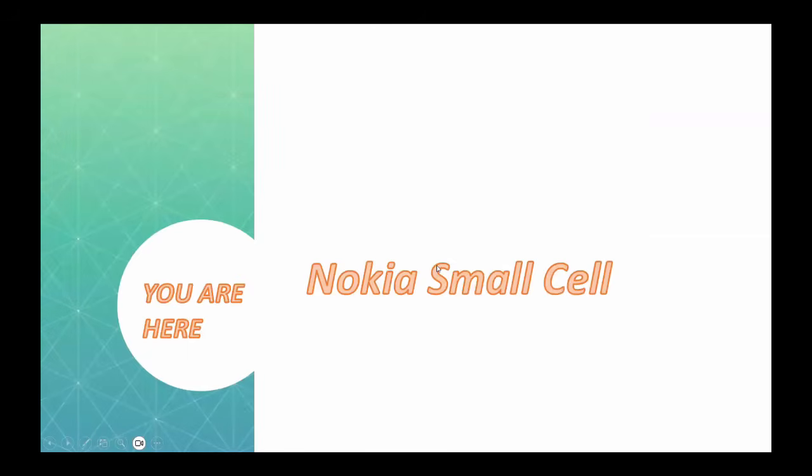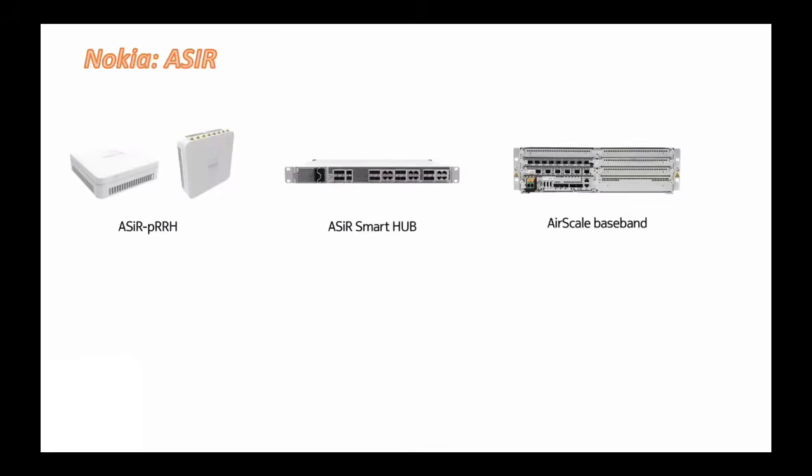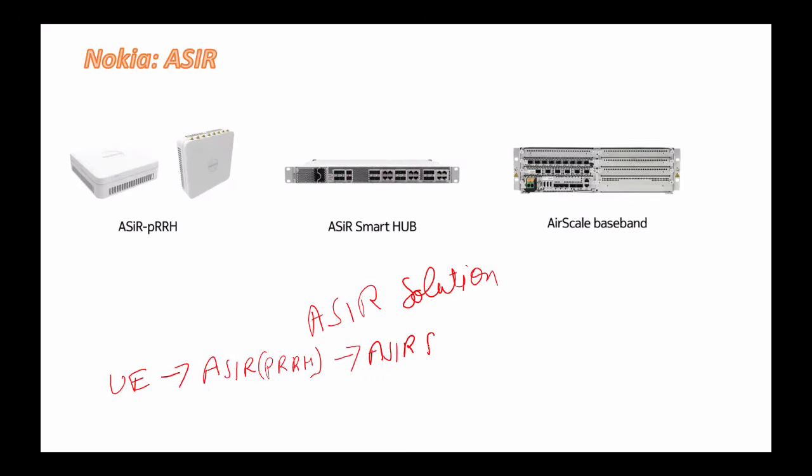Then we have the Nokia small cells. So this is the last topic. Now let's look at the Nokia AirScale indoor solutions, also called the ASIR solution. Here it's very simple. UE is connected to the ASIR PRRH. Then it is connected to the ASIR Smart Hub. Then it is connected to the AirScale baseband. And then it is connected to the core network. This only we have to remember.